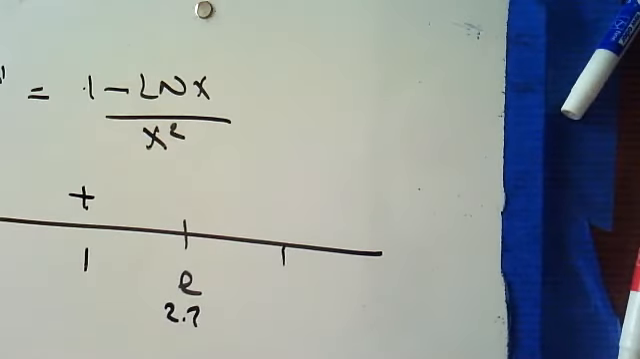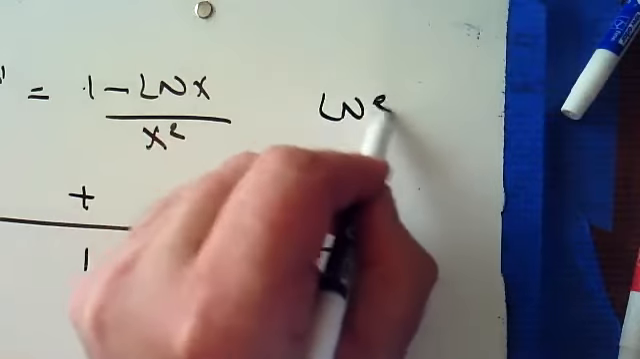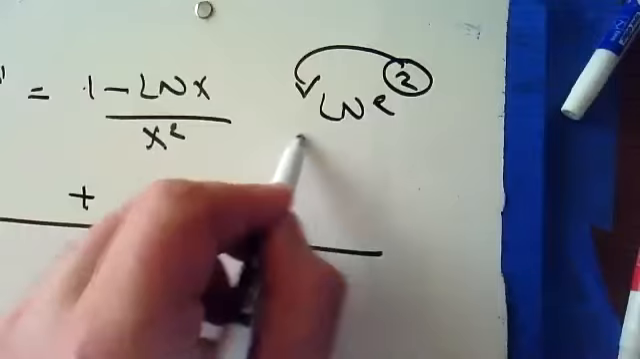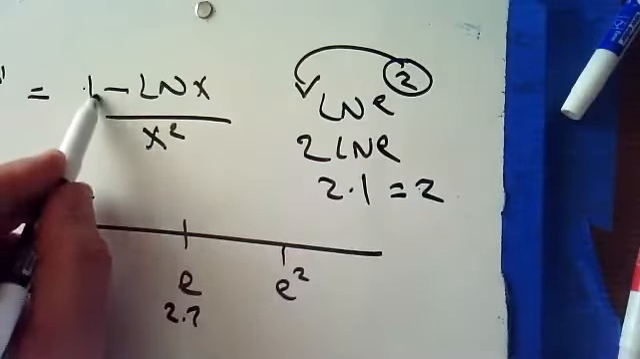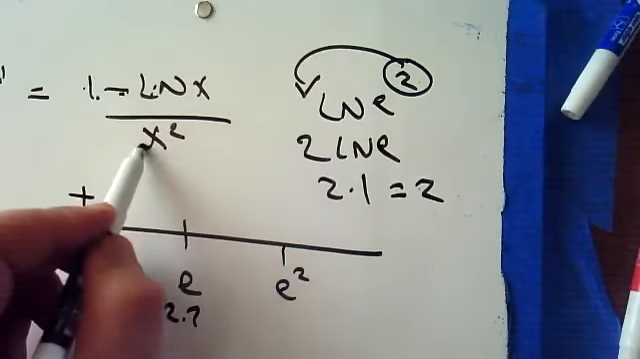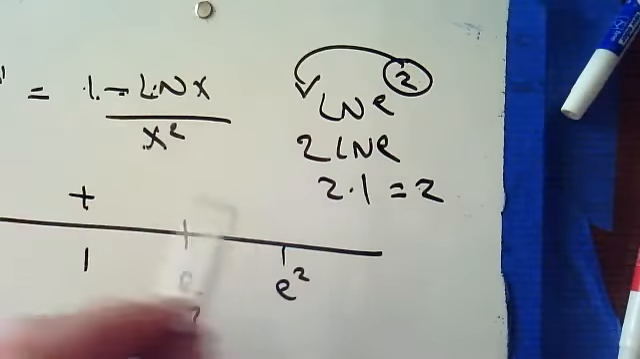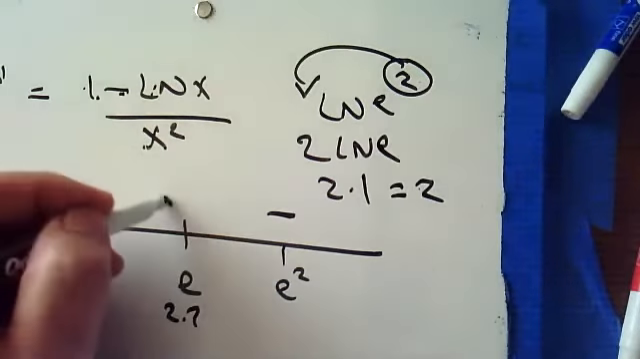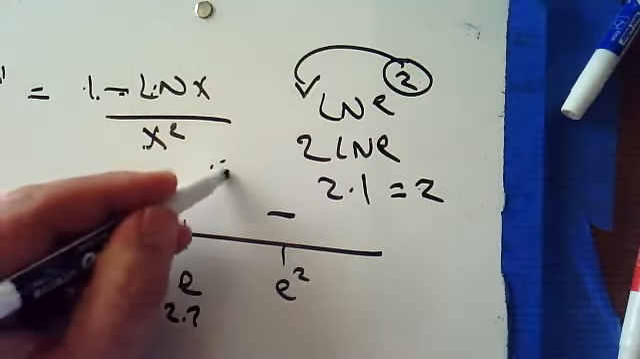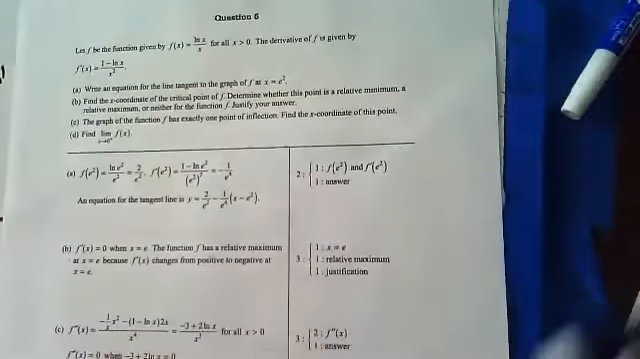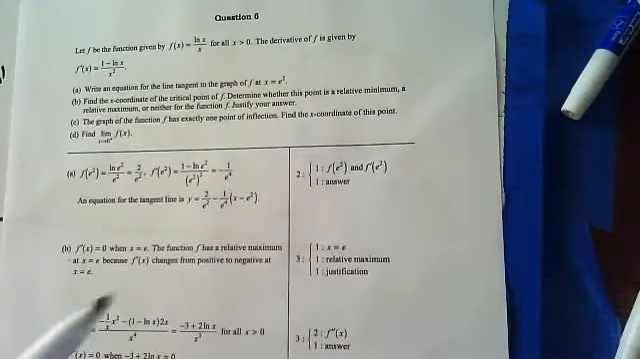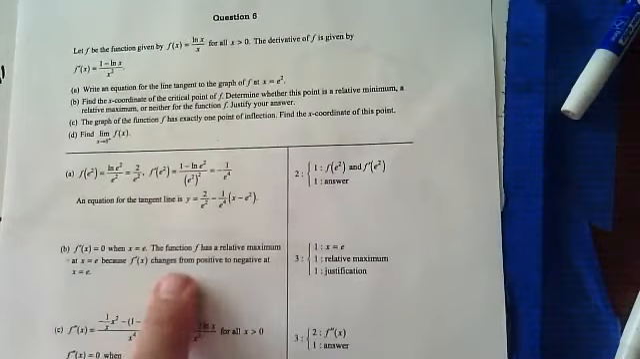And if I plug in something over here, I like e squared, because if I have the ln of e squared, I can bring that down and get 2 times 1, or 2. 1 minus 2 is negative 1 over e to the 4th, and that's definitely negative. So I've got a max there. Why did I need to do the second derivative test? And I think the answer is I didn't. Okay, so let's take a look at the scoring.